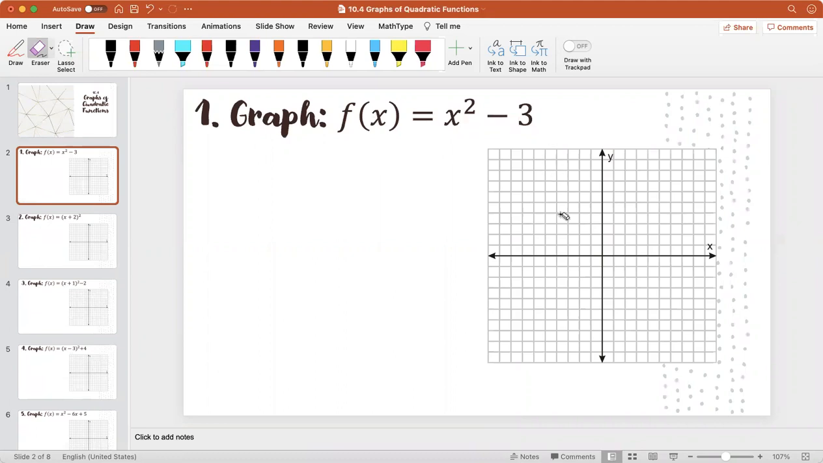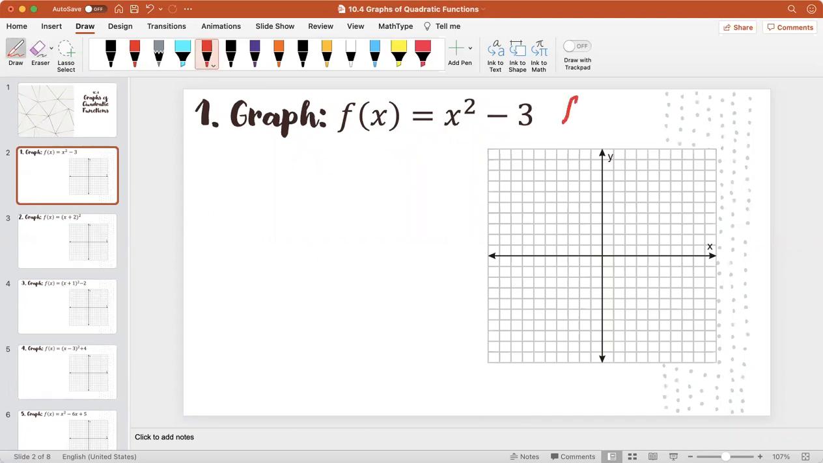There are some key points that we need to find in order to graph a quadratic function. One of them is the vertex. The vertex is the lowest or highest point of a quadratic function. Sometimes we call it the maximum or the minimum point. And there are two forms of quadratic functions. One form is the vertex form. Let me write it here.